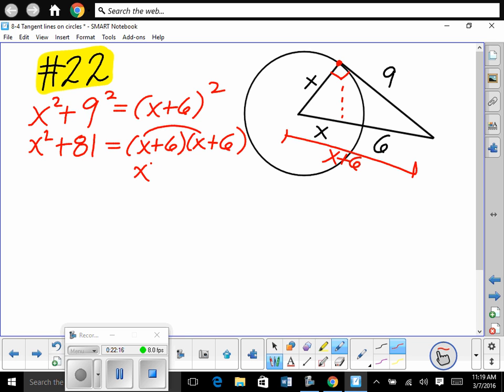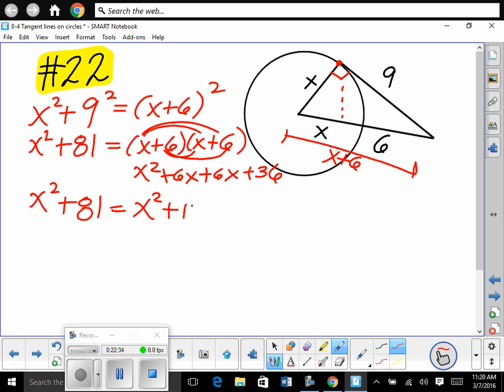So we're going to have x squared plus 6x plus 6x, and then 6 times 6. Don't add those. I have people add those all the time. It's 36. So over here on the left, we still have x squared plus 81. On the right, I'm going to combine like terms. I have x squared plus 12x, because 6x plus 6x is 12x, plus 36.